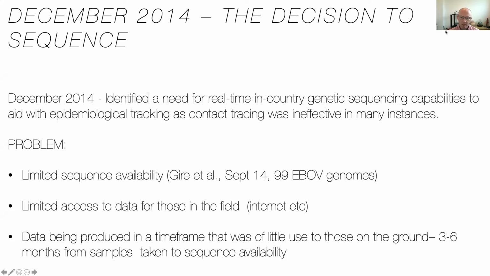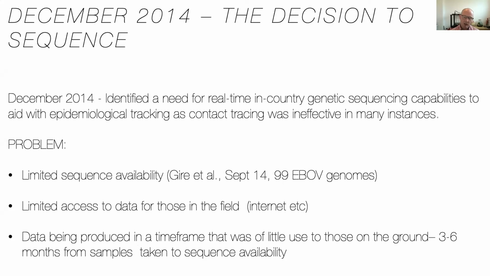Whilst there had been many, many thousand cases at that time in December, there were very few sequences available. In fact, I think the only report to date at that time in the epidemic was in September, where there were nearly 100 genomes sequenced, and they were from very early on in the epidemic. There was also limited access to data for those in the field. So people on the ground really didn't have much access to the sequencing data. And actually the data that was being produced was in a time frame that was of little use.